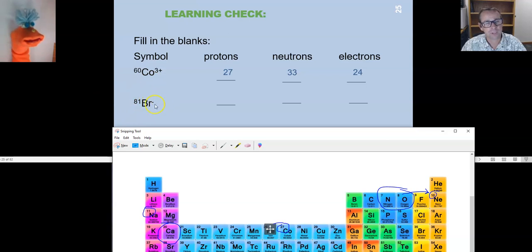35. Very good. And 81 minus the 35, that's our 46. That's how we get the number of neutrons. Again, this is our mass number. It's the sum of the protons and neutrons. With that negative charge, what does that tell us about electrons? It means there's 1 more electron than there is protons. Very good. 1 more electron than there is protons. So, 36 electrons.